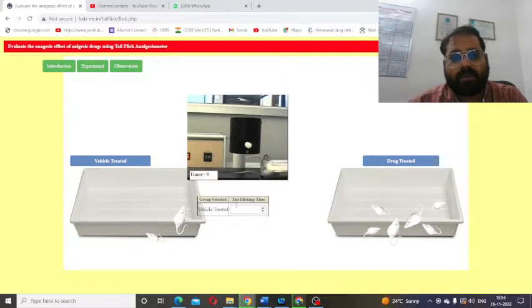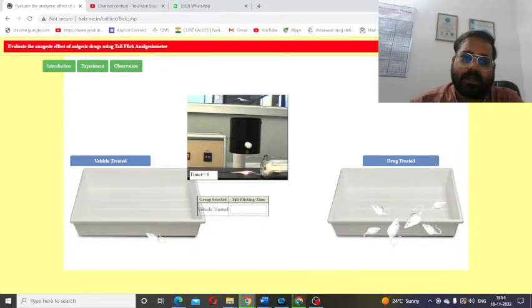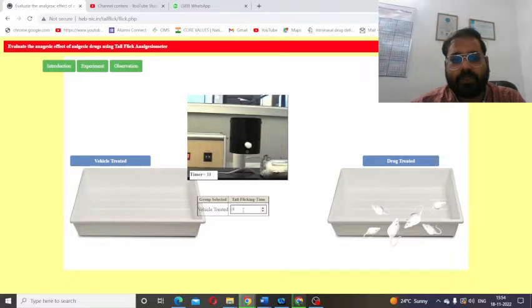Again we will take one from the vehicle treated. We are giving it time to show its reflex. The timer again stops at 8. So the next mouse we will take. On average, 8 to 9 seconds is the tail flicking time in the normal animal without any drug treatment. This is the last one for the vehicle treated. We can see the tail flicking or the pain response is nearly 8 to 9 seconds. So here we are writing 9.